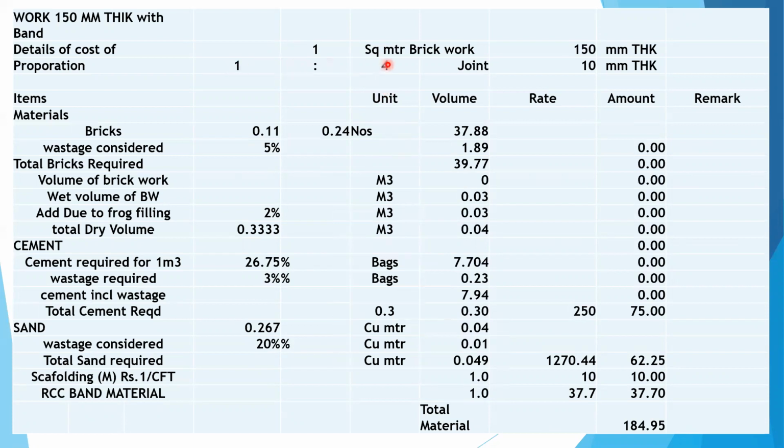Cement mortar ratio will be 1:4. Joint will be 10 mm thick. Bricks will be 0.11, that is 37.88 numbers. Wastage is 5%, will be 1.89. Total bricks required will be 39.77.